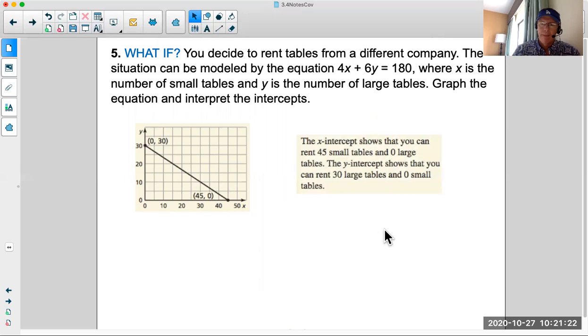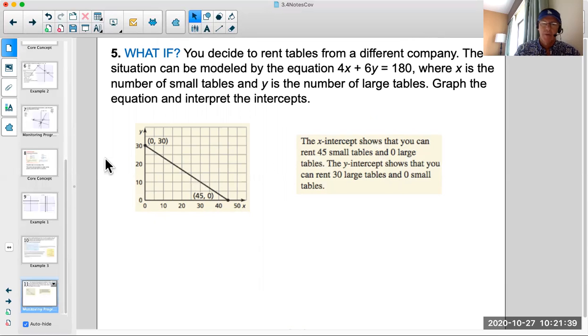But the x and y intercepts are showing 2 of the possibilities. And I think there's one there at 30 comma 10. 4 times 30 is 120. 6 times 10 is 60. 120 plus 60 is 180. All right, I think that covers it.